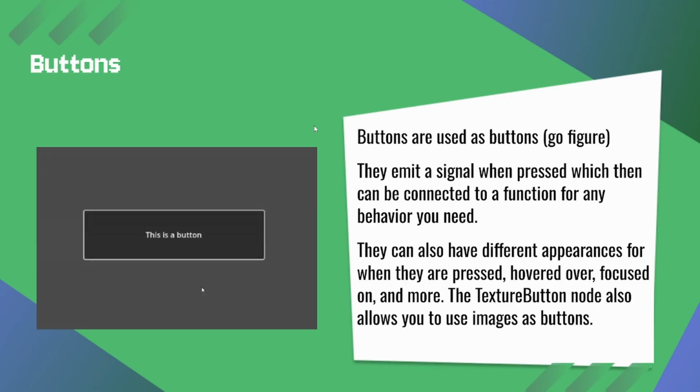Next we have buttons. We looked at them earlier when we were talking about signals, but they emit a signal when they're pressed, and they can be connected to a function for any behavior that you need. They can also have different appearances for when they are pressed, hovered over, focused, and more. There's also the texture button, which allows you to use images and textures as buttons themselves, and also have different textures for the different states of the button.